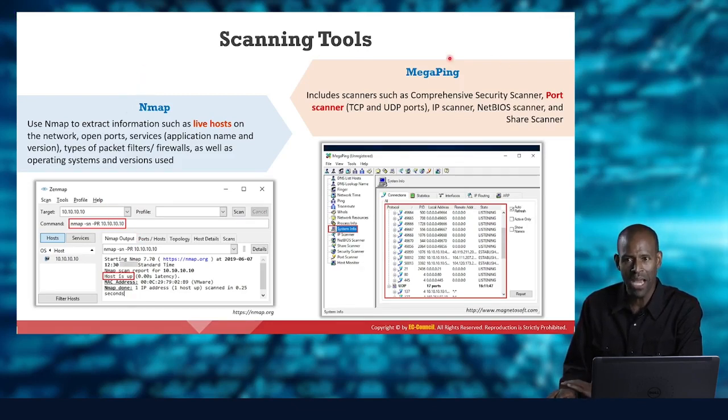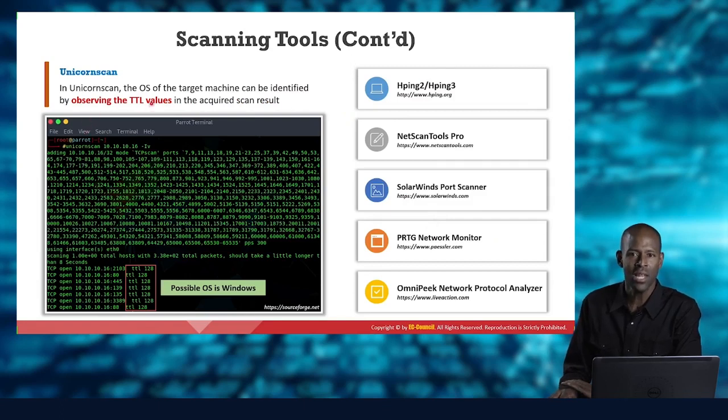The next one is Megaping. Megaping scans resources. It does port scanners, TCP, UDP ports, IP scanning, NetBIOS scanning, etc. That's Megaping. We have Unicorn Scan. This is a little scanner. The OS of the machine, you can identify it by looking at these TTL values. There are other tools. Of the ones that I see located here, probably the second most important one would be HPing3, but NetScan Tools Pro and Port Scanner and Network Monitor from PRTG and Protocol Analyzer from OmniPeak are very good scanning tools.